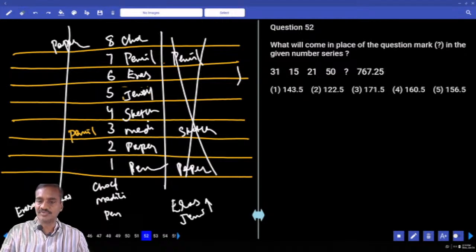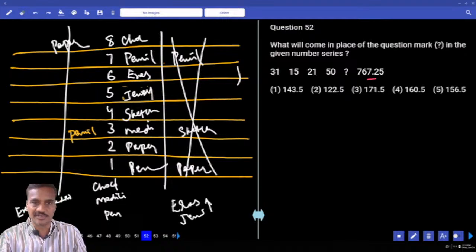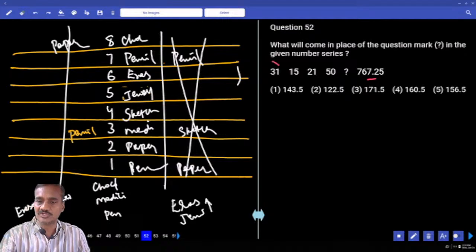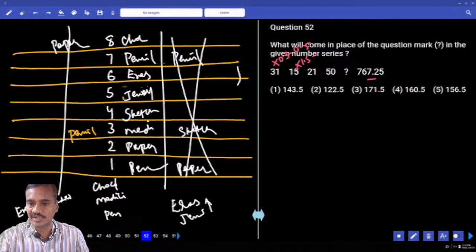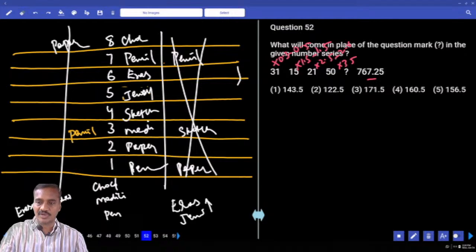31 and 15, how to do it? Now 31. Now the numbers are increasing at a very fast rate. 31 and 15 means into how much? Into 0.5. It is more near to 0.5 minus 0.5. Now this is into 1.5. How much? 22.5 minus 1.5. Next one is 2.5 minus 2.5. And next one into 3.5. And 150, 175. 175 minus 3.5 means 171.5.